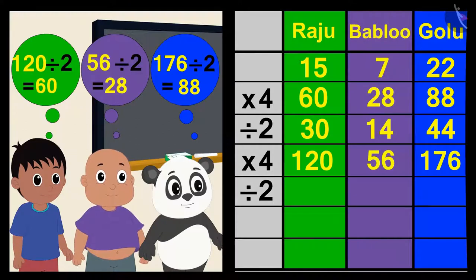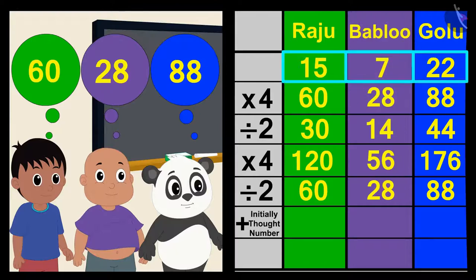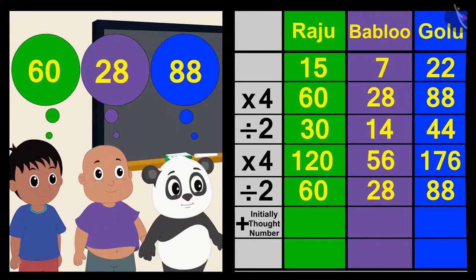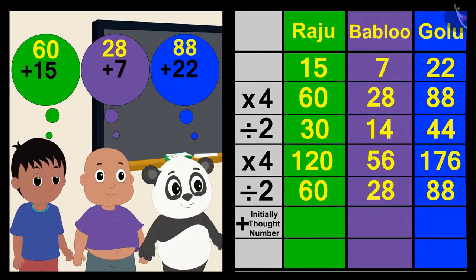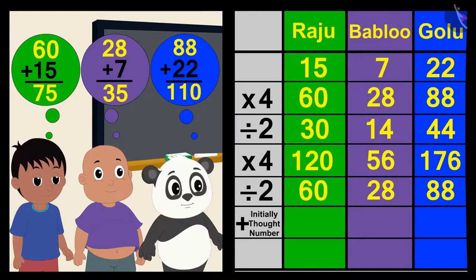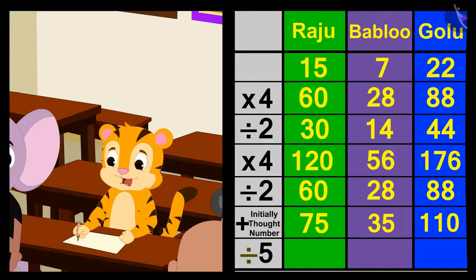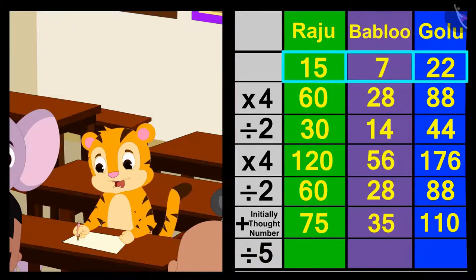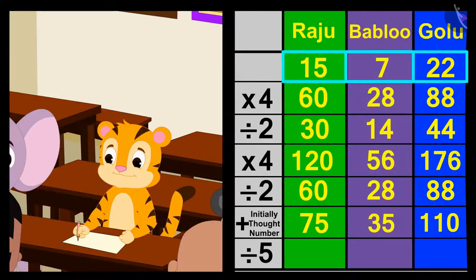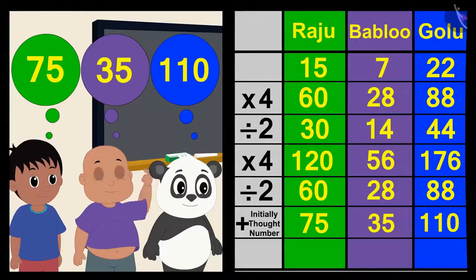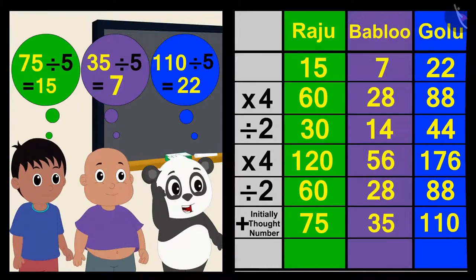"Now, add your original number to your answer," Sher Khan said. The three friends added the initially thought number to their answer, just as Sher Khan had said. "Now, if you divide your answer by 5, then you will get your originally thought number in the answer," Sher Khan said excitedly. The three friends divided their answer by 5 and could not believe their eyes.